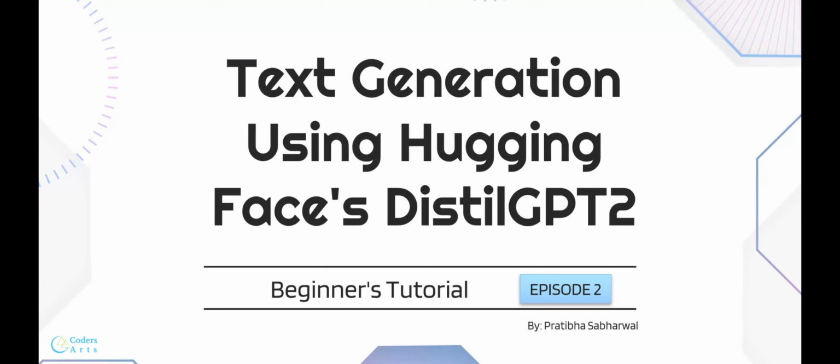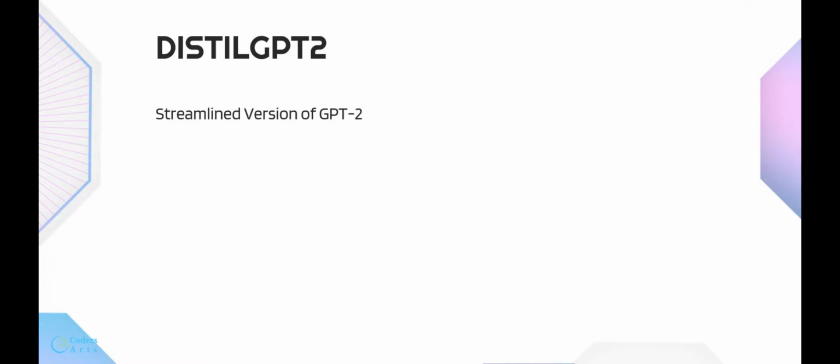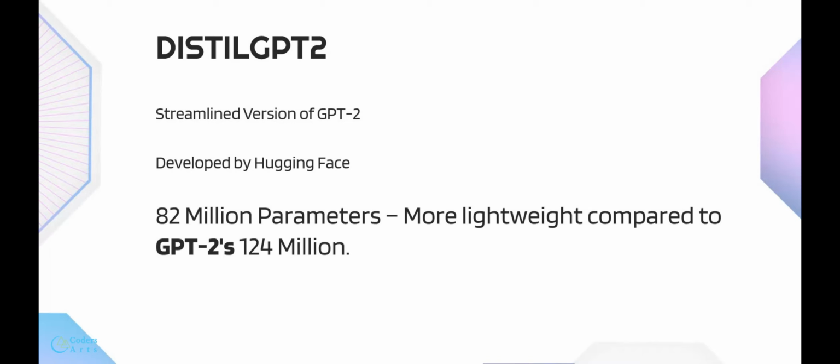We'll run our very first text generation using an open source model from Hugging Face, and I'll explain every single line so even if you are totally new, you will be able to follow along. Our model of choice is Distill GPT-2, a streamlined version of OpenAI's GPT-2. Developed by Hugging Face, Distill GPT-2 is designed to be faster and more efficient, boasting 82 million parameters compared to GPT-2's 124 million. This makes it an excellent option for those working with limited computational resources or seeking quicker inference times.